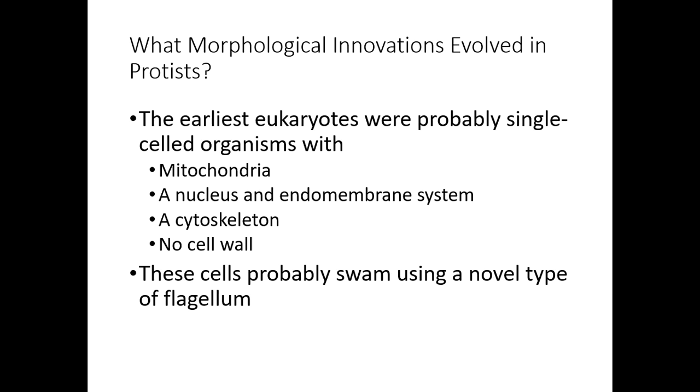In protists, what are some of the morphological innovations that evolved? The earliest eukaryotes we know of were probably protist-like. They were single-celled organisms with mitochondria, a nucleus, an endomembrane system, and a cytoskeleton, and they did not have a cell wall. They probably swam using a very original, simple flagellum.